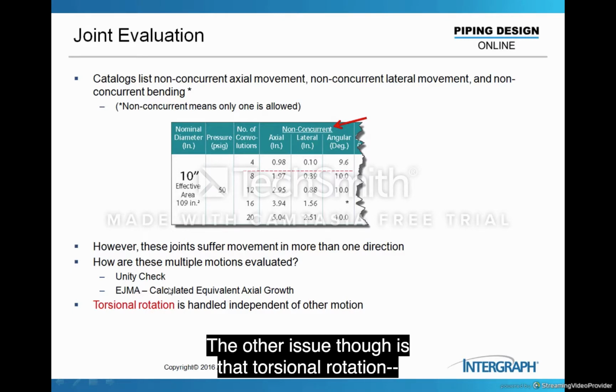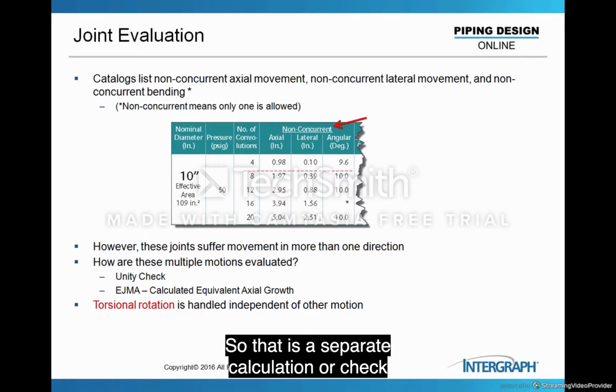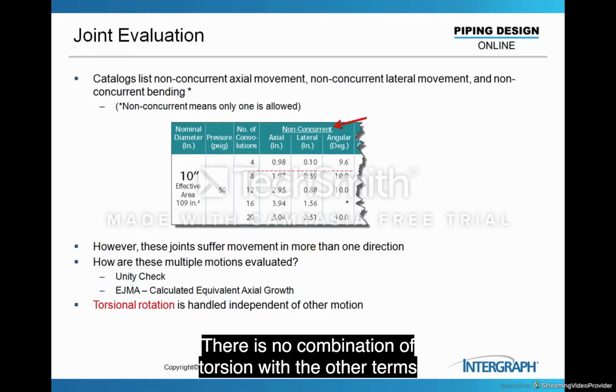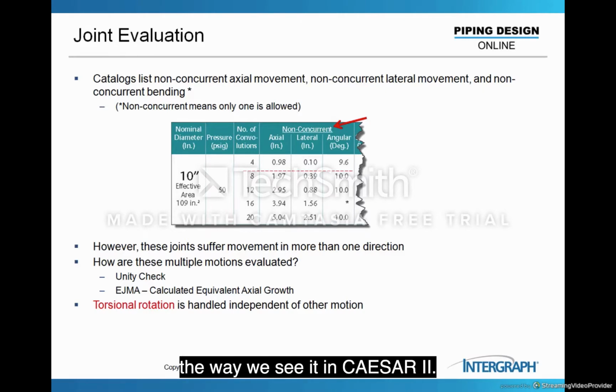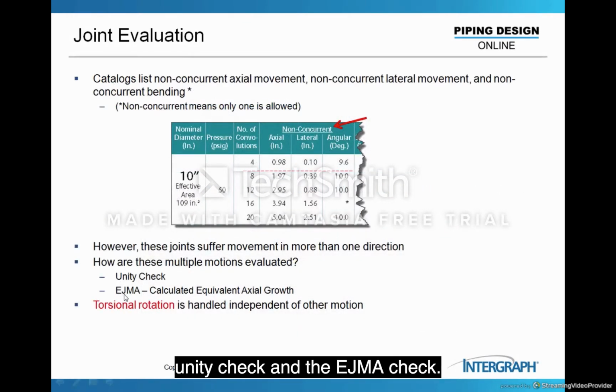The other issue, though, is torsional rotation. I mentioned earlier that torsional rotation is very critical in these applications. Expansion joints don't take torsion well. So that is a separate calculation or check altogether. There is no combination of torsion with the other terms the way we see it in Caesar 2. Here's the unity check, the first of the two that I show here, unity check and the EJMA check.